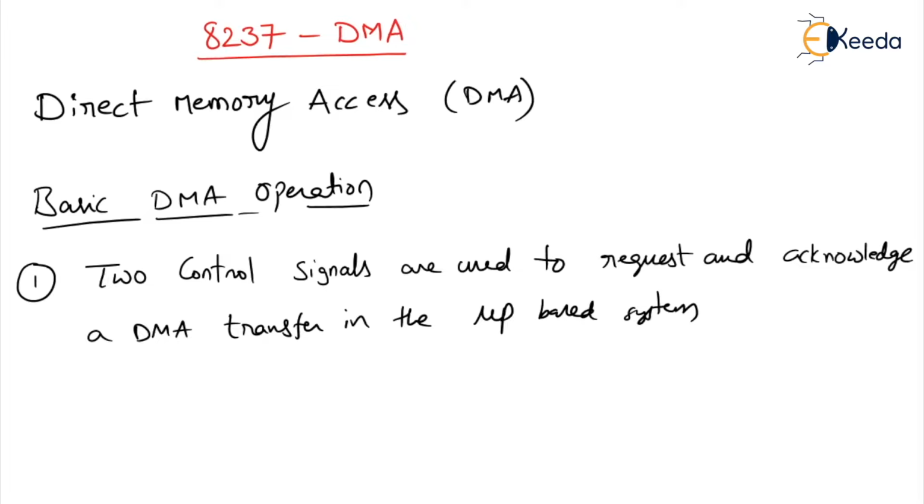So what are the two control signals? The first one is the HOLD signal and the second one is HLDA, the hold acknowledgement signal. In DMA operation we use these two control signals to request and acknowledge the DMA transfer in the microprocessor based system. First, hold.